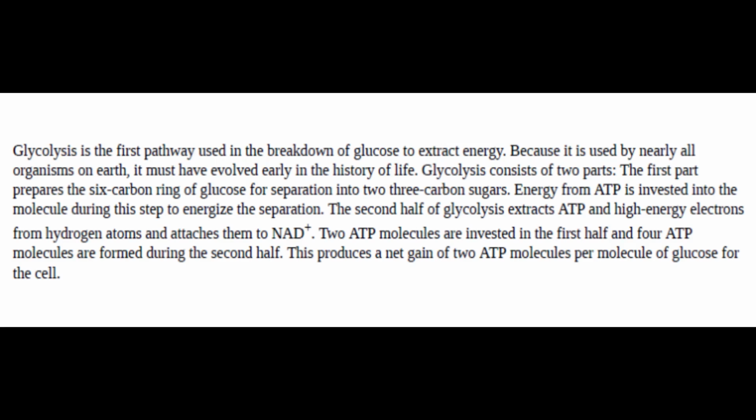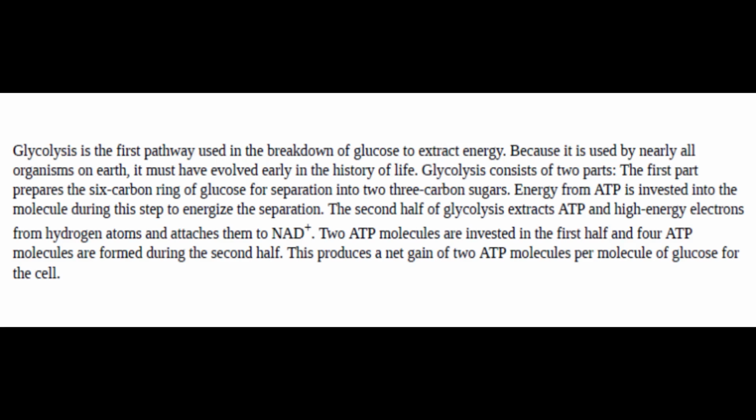Glycolysis is the first pathway used in the breakdown of glucose to extract energy. Because it is used by nearly all organisms on Earth, it must have evolved early in the history of life. Glycolysis consists of 2 parts. The first part prepares the 6-carbon ring of glucose for separation into 2 3-carbon sugars. Energy from ATP is invested into the molecule during this step to energize the separation.